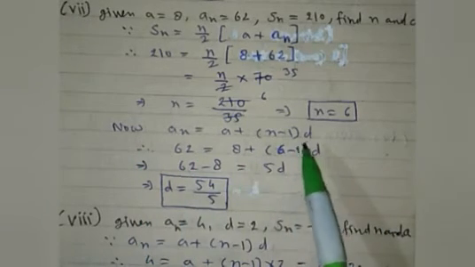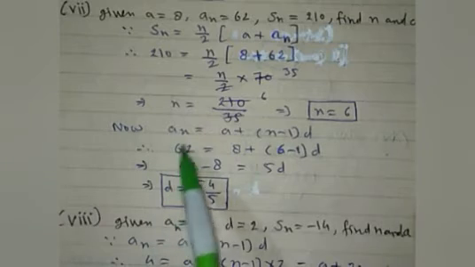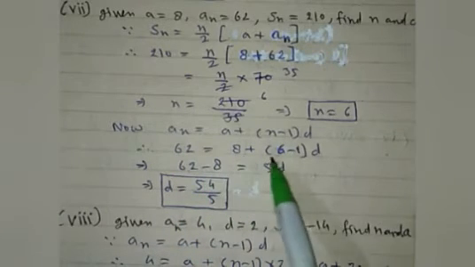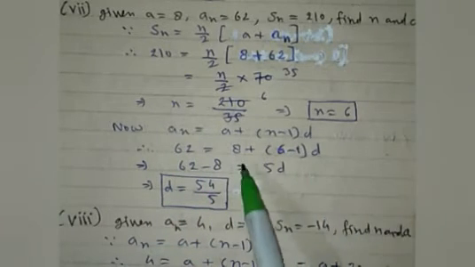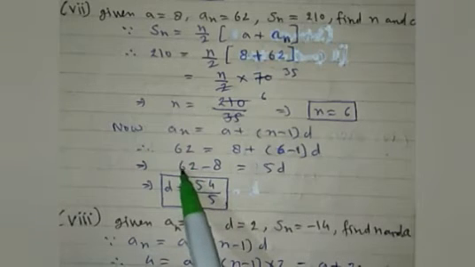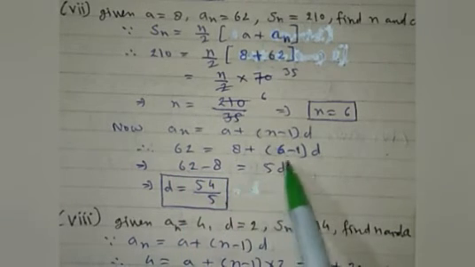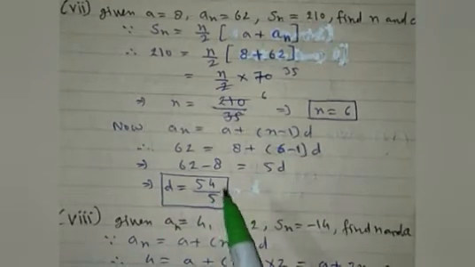Now an is equal to a plus (n minus 1) into d, and an is given as 62, which is equal to 8 plus (6 minus 1) into d. Taking 8 to the left hand side, it will be 62 minus 8, that is equal to 5d. So d is equal to 54 divided by 5.